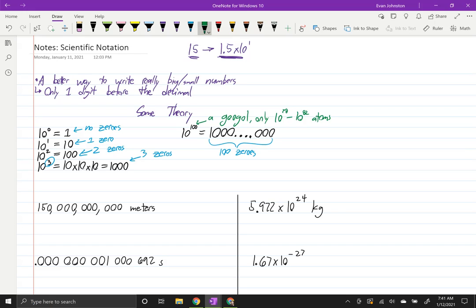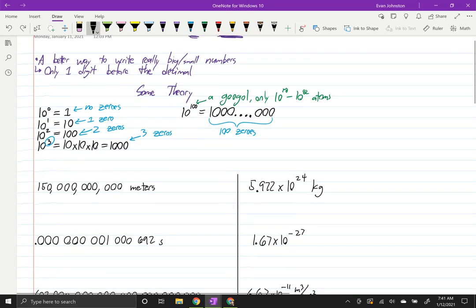So now that we have a little bit of this theory down, let's look at some examples where scientific notation really is convenient, because as we saw earlier, it's not very convenient in a lot of day-to-day circumstances. So let's look at this first one.